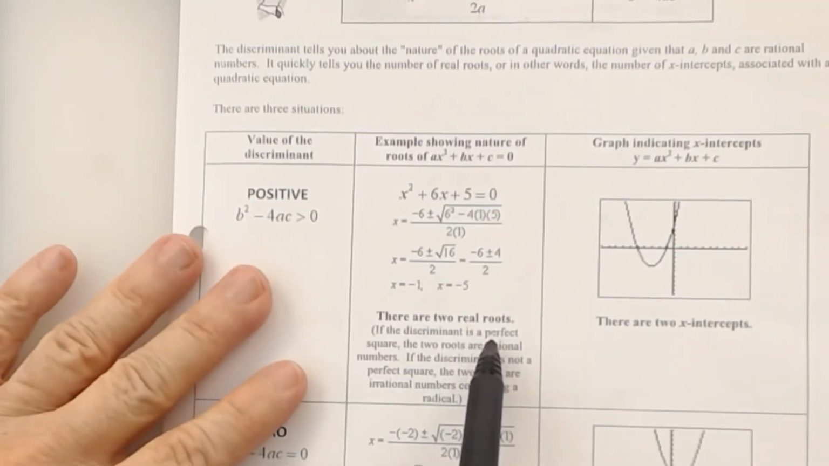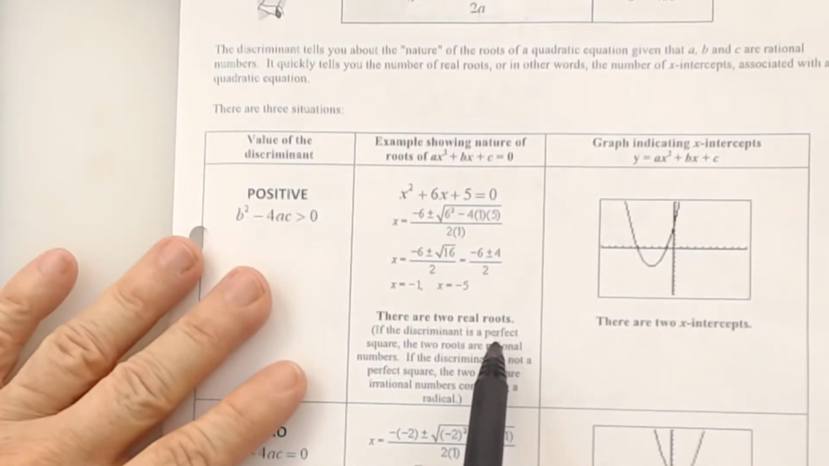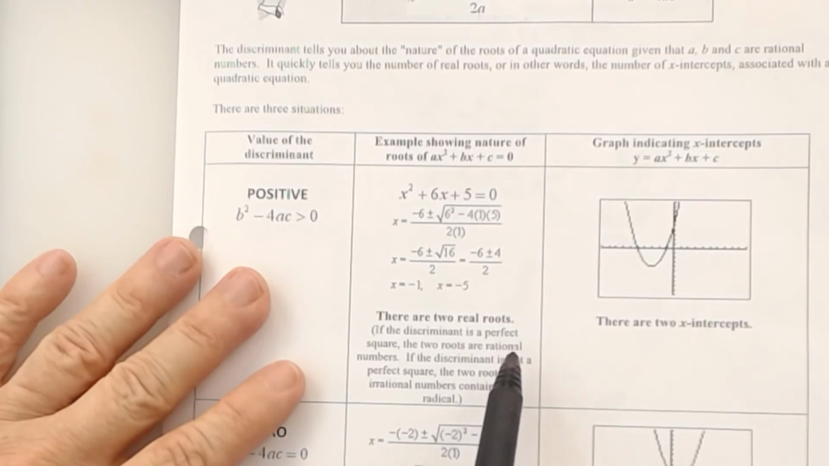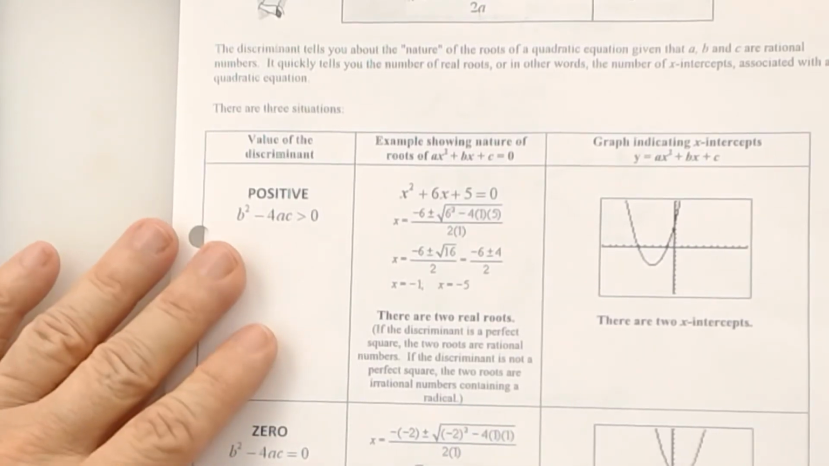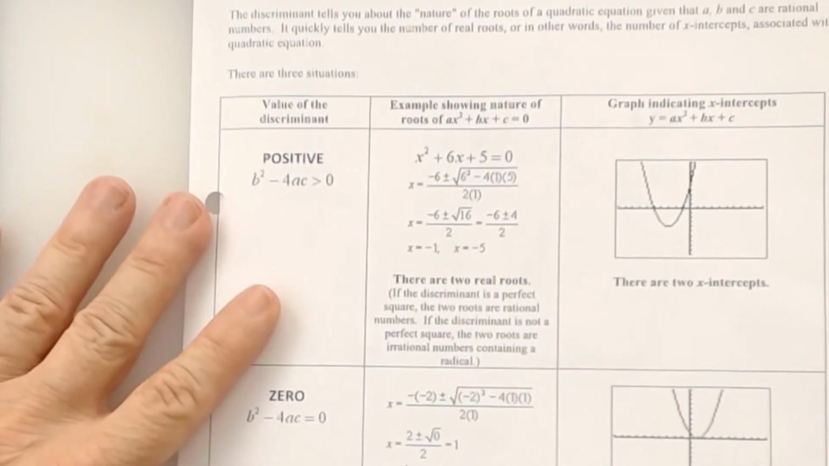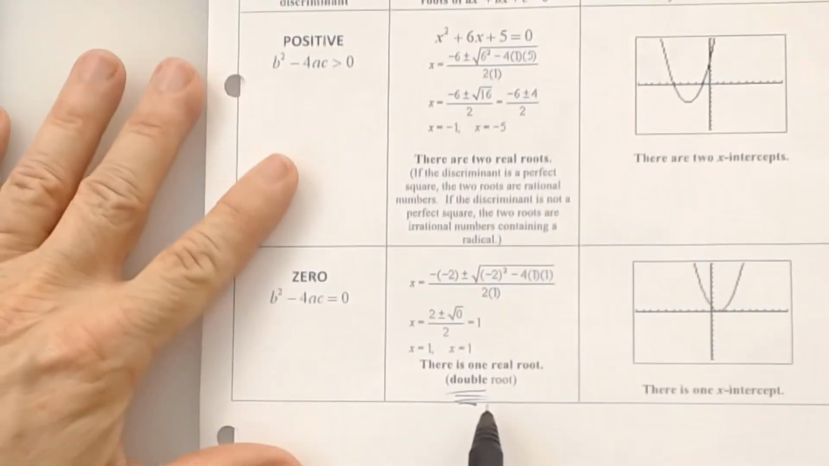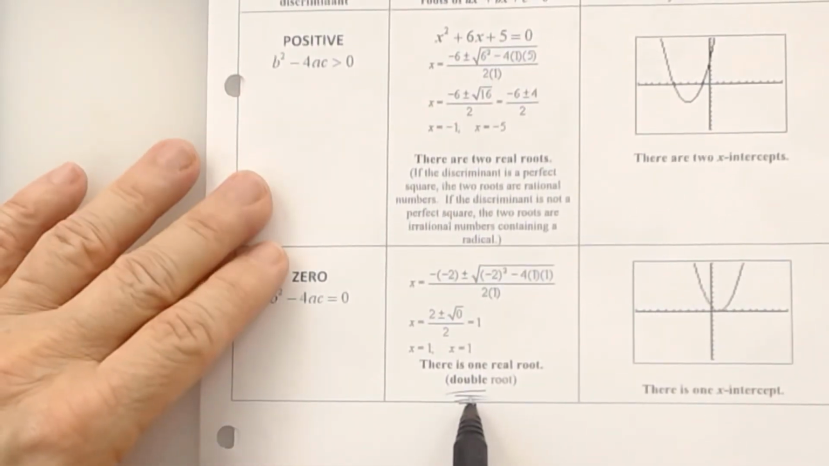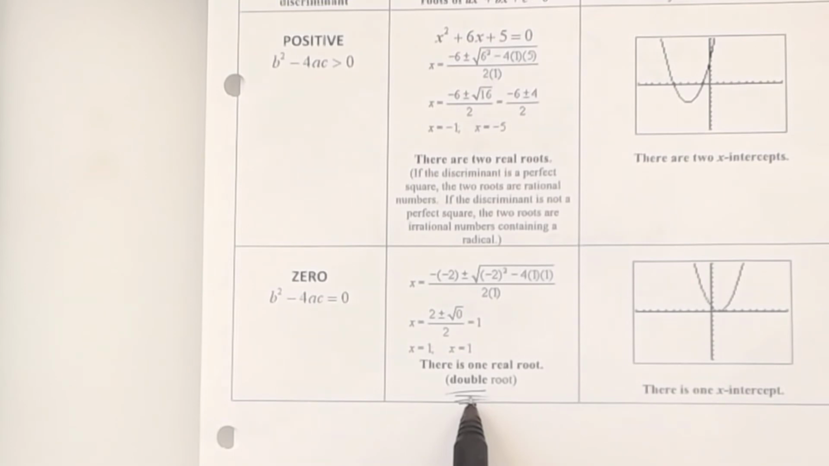So you can get 2 real solutions, 2 real roots. Another word for root is solution. And if it's a perfect square, it's going to be rational. If it's not a perfect square, it's going to be what? Irrational. And then if it's 0, how many solutions do we get? 1. It's rational. And we call that a double root. So make sure you underline that, a double root, because it occurred how many times? Twice.